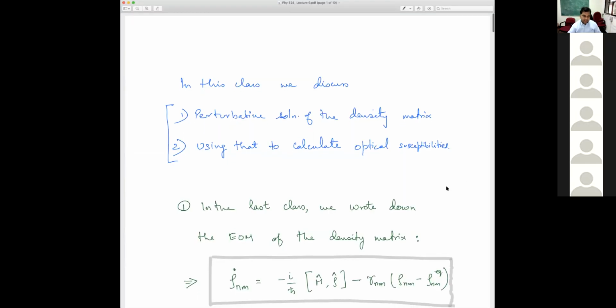So let me begin today's class by doing a quick review of the last class. Yesterday we discussed the perturbative solution of the density matrix with light matter interaction, and we used that to calculate the first order optical susceptibility. And today we are going to continue along that line. We will do the second order solution of the density matrix and use that to calculate the second order nonlinear optical susceptibility.